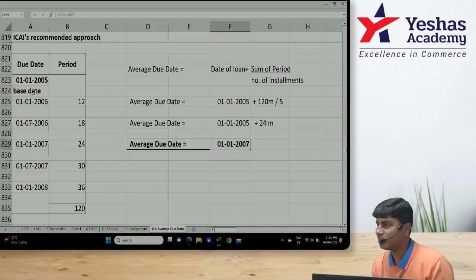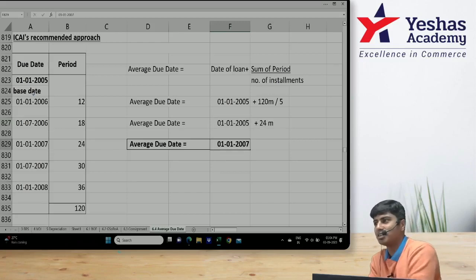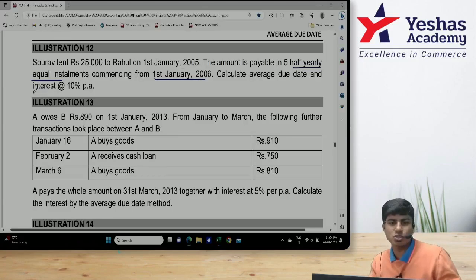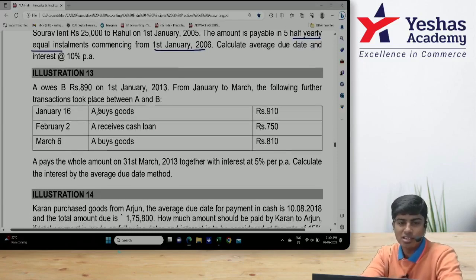Did you get it? Actually, the topic is over. There's nothing else left. The next question is the easiest question in the entire chapter. You know why? See, there are 3 transactions. They want you to compute the average due date.